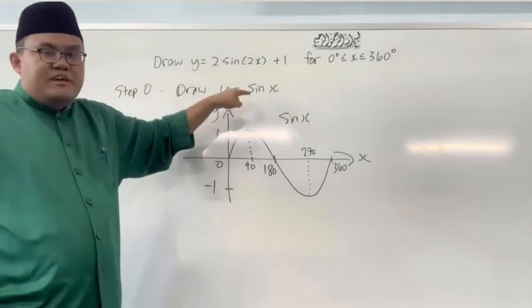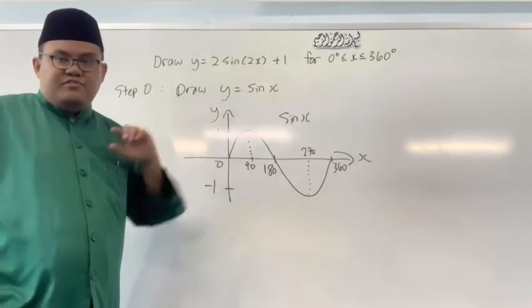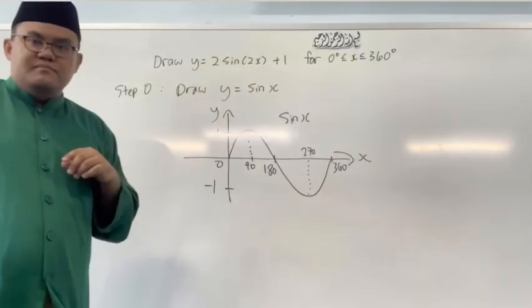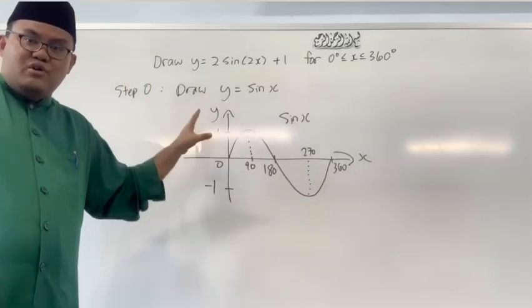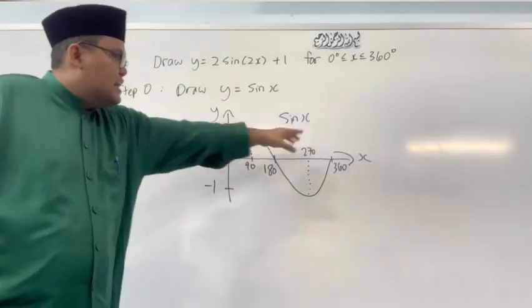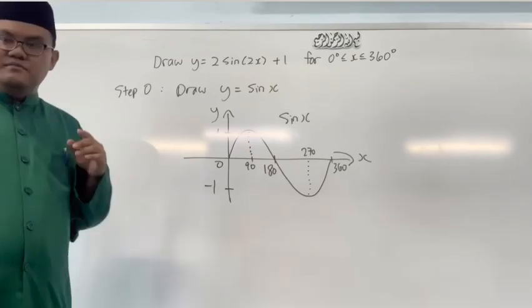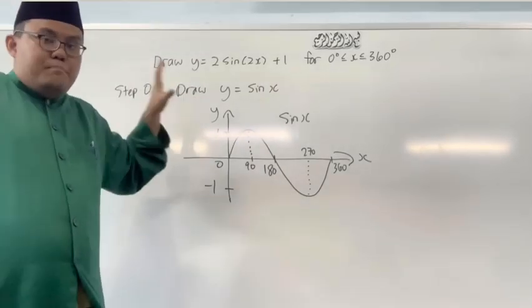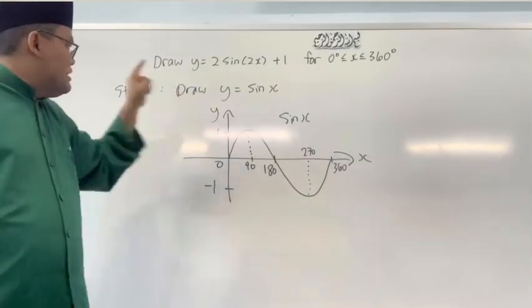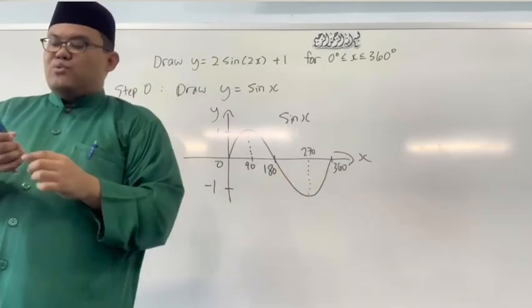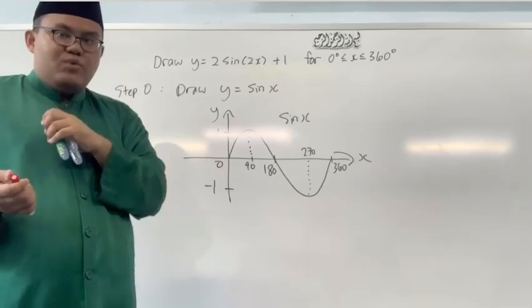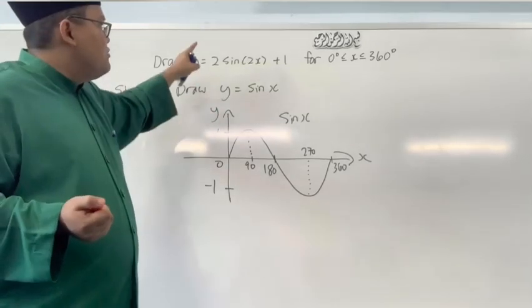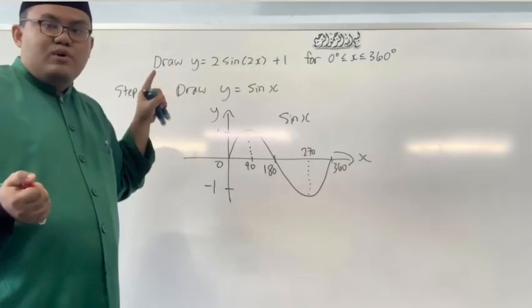Draw the most basic sine graph. So draw sine x from 0 to 360. This one is the most basic sine graph. I hope you know how to draw the most basic one. All the angles are here, 1 and minus 1. After you draw the basic sine graph, which I label as step 0, then we go to our official step 1. I'll use red color. What was step 1? The effect of A on our graph.